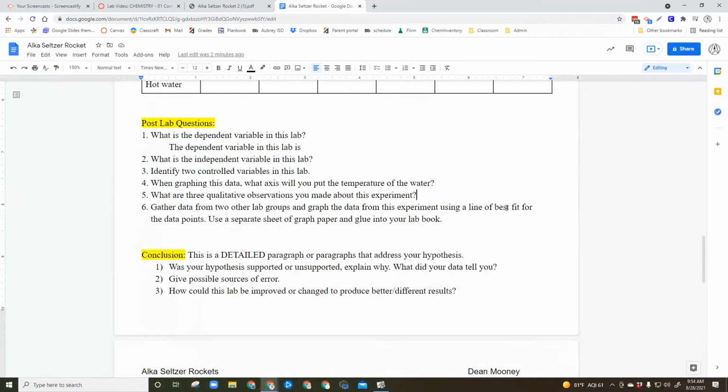Okay. All right. And the last one here, it says gather data from 2 other lab groups and graph the data from this experiment using a line of best fit for the data. Use a separate sheet of paper. You can use a separate sheet of paper, and it says glue it in your lab book. This is when we used to do lab books. We don't do lab books anymore.